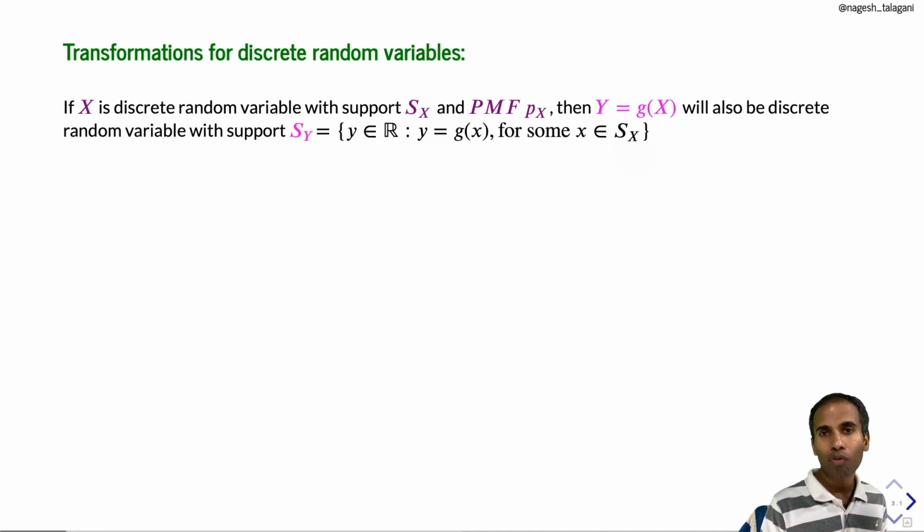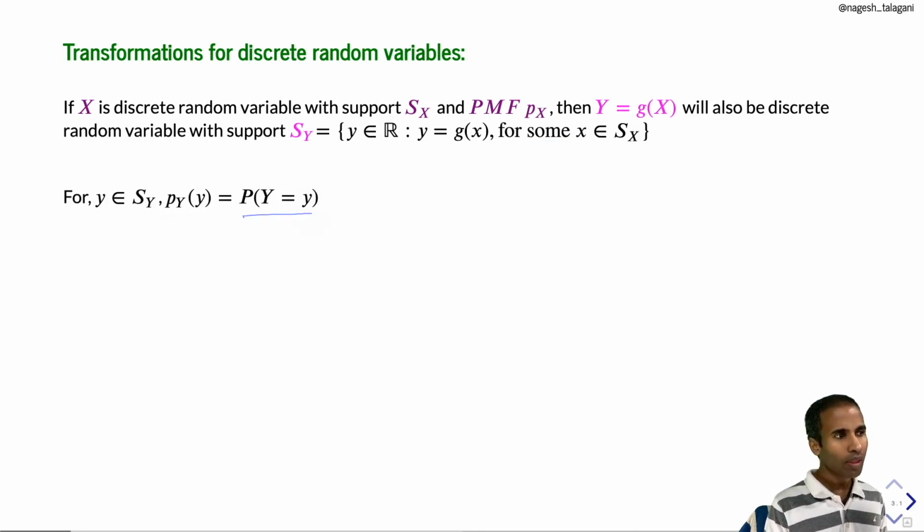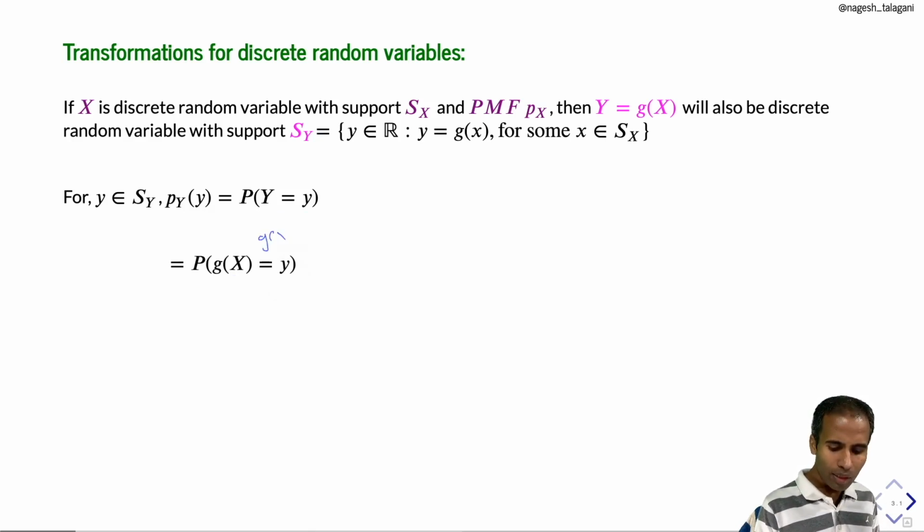Now let us try to find the PMF of Y in terms of the PMF of X. For y belonging to S_Y, P_Y of y equals the probability of Y taking the value small y, that is, the probability of g of X taking the value small y. Now, saying g of X equal to y is the same as g of X belongs to the singleton {y}.